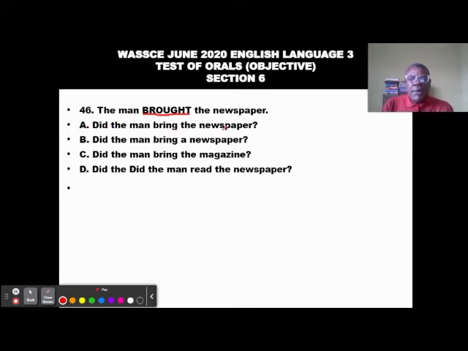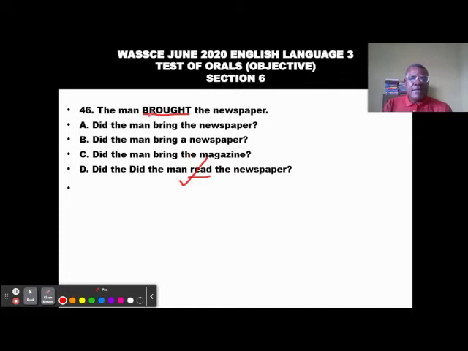A, did the man bring the newspaper? B, did the man bring a newspaper? C, did the man bring the magazine? D, did the man read the newspaper? You see, so this is the correct option. Did the man read the newspaper?